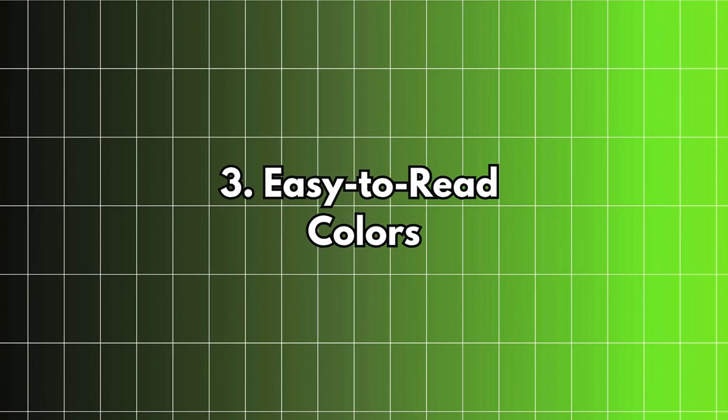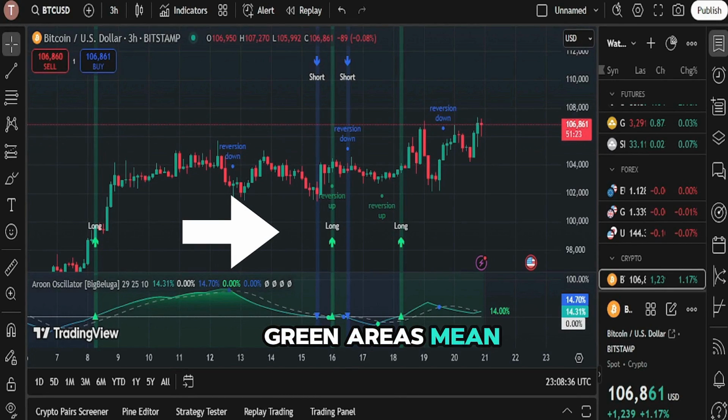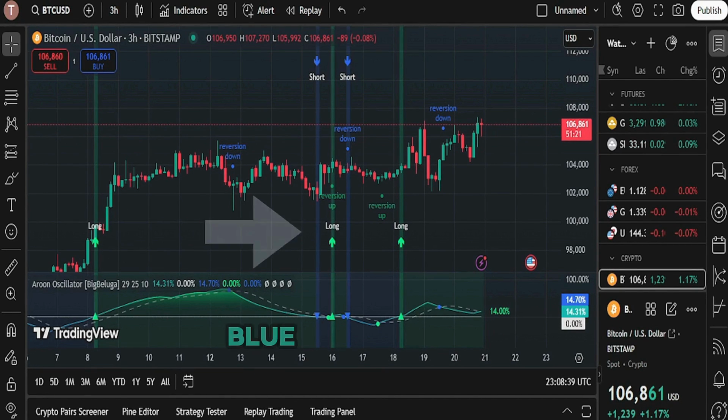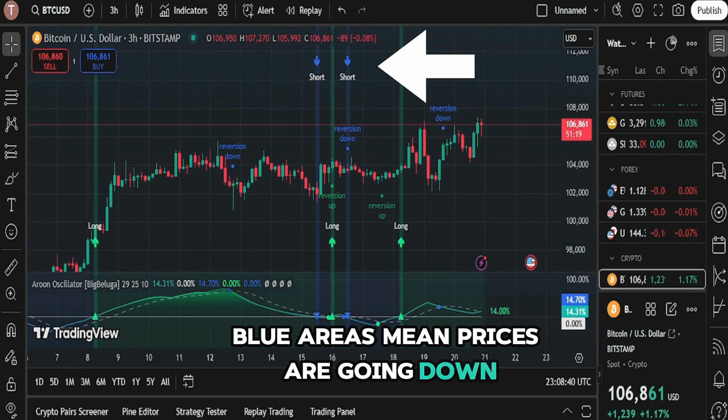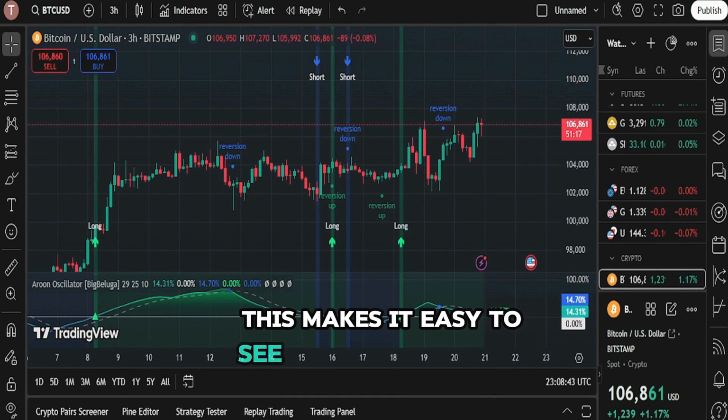3. Easy to read colors. Green areas mean prices are going up. Blue areas mean prices are going down. This makes it easy to see what's happening at a glance.